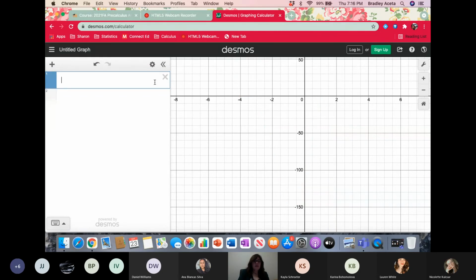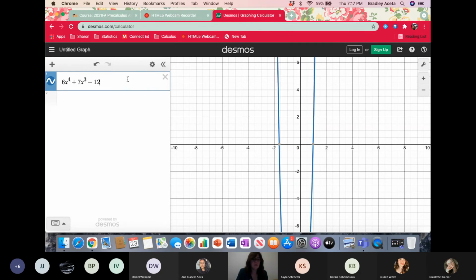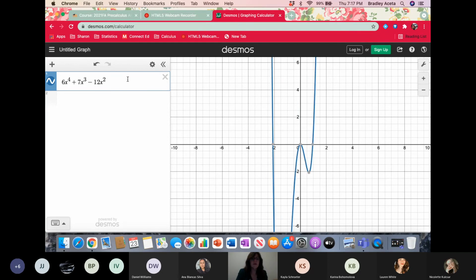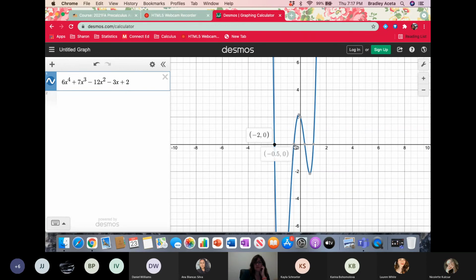So let's see if I can find. Let me go back to a graph here. Let's use Desmos since Mr. Calculator is being mean to me. 6x to the 4th plus 7x to the 3rd minus 12x squared minus 3x plus 2. Now, I see a great amount of zeros, to be honest with you. I've kind of already got all my zeros.